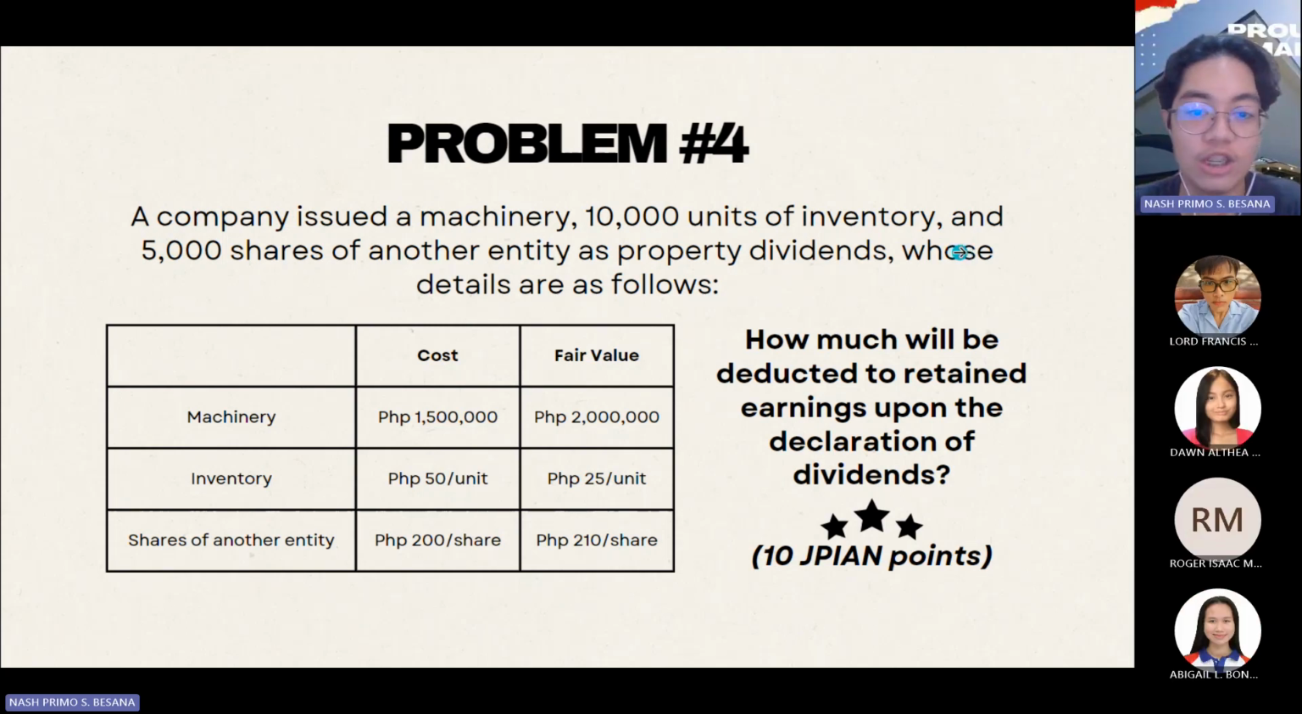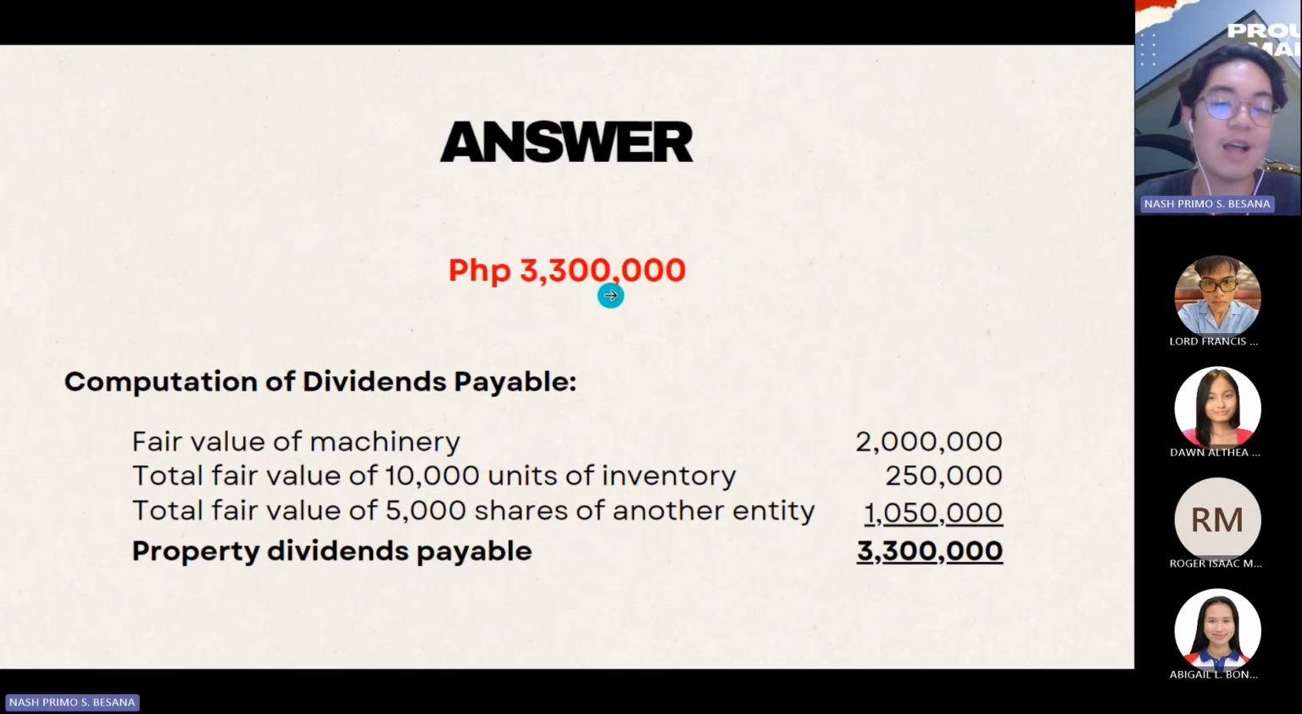Ayan, so may nakita ako sa chat box. Wait lang, let me check. Ayan, so 2,000,000 plus 250 plus 1,050,000. So ang answer ni Roger is 3,300,000. So let us check. So either way naman, you already have 10 JPN points for participating. So yan, tama naman, 3,300,000 pesos.